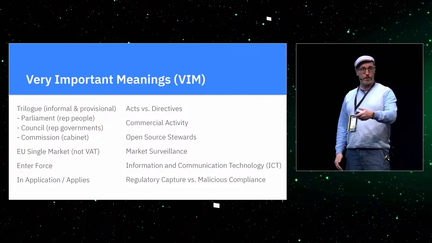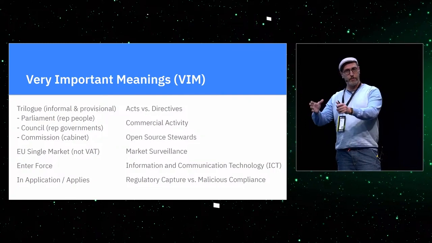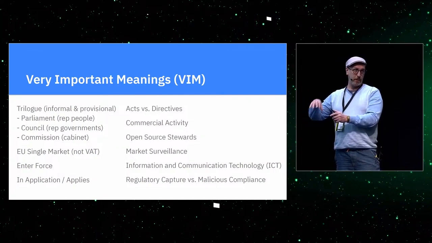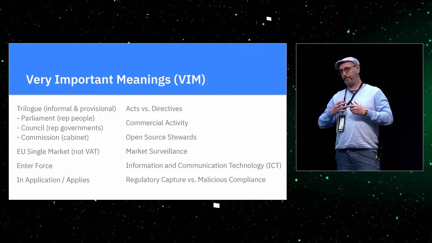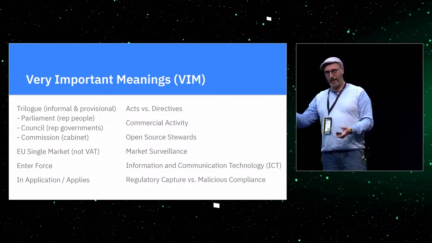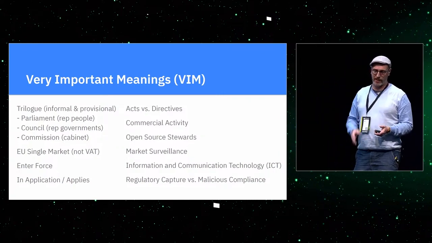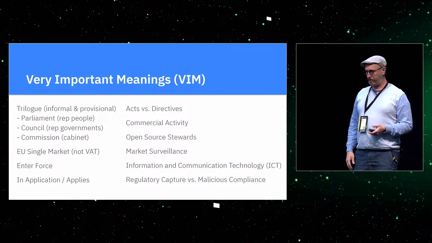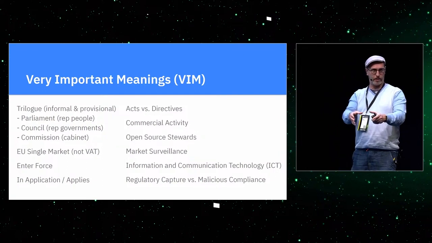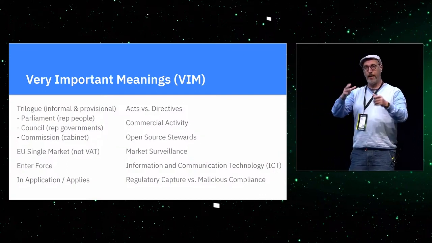Then you have acts versus directives. Acts are things that apply at the European level. Directives are policy that is expected to be implemented at the national level. So ideally it's a copy paste. You give it to some lawyers and then the nation will put it into law. In practice, it's not quite that simple. Now we're getting into the meat. Commercial activity means you are selling a product, or a distributor is importing a product across that boundary and selling it in Europe.